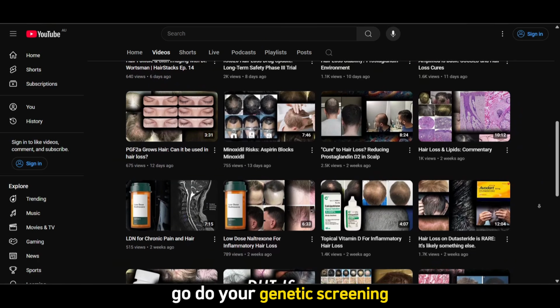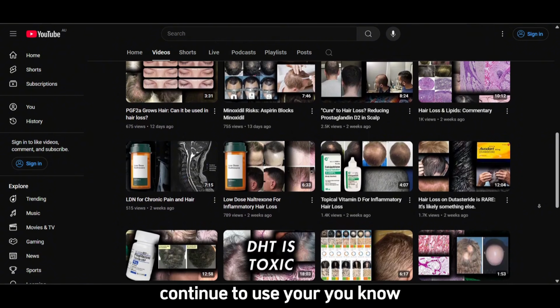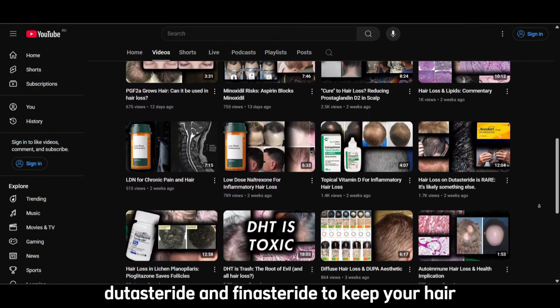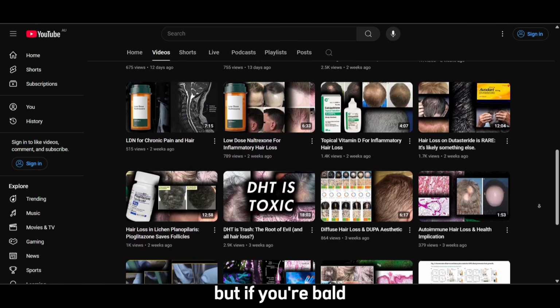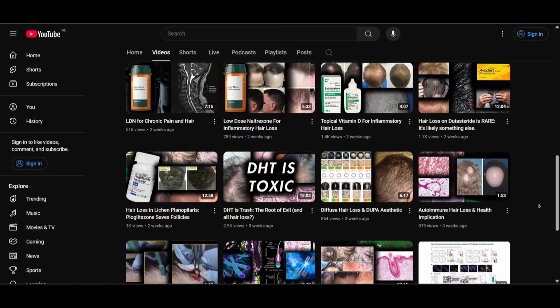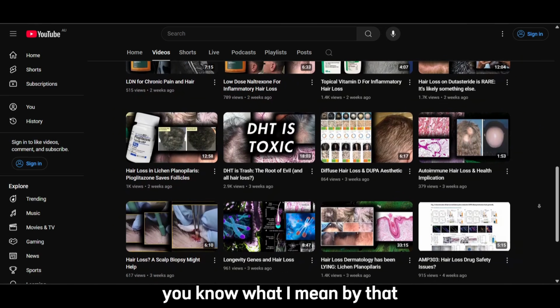Anyway, go do your genetic screening, go do your fertility tests, continue to use your dutasteride and finasteride to keep your hair, and if you want to, get off of it to go have a kid. But if you're bald, that might be a limiting factor for some of you guys out there. But in any case, you know what I mean by that.